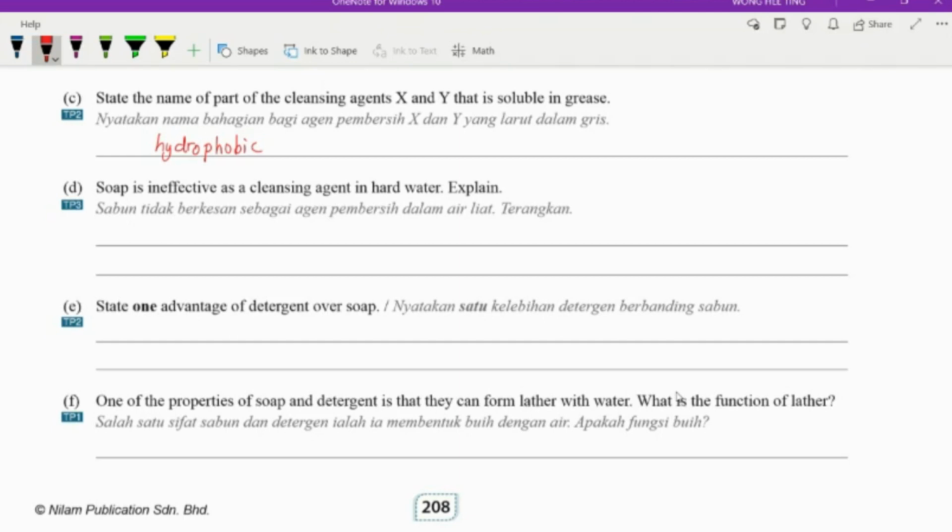So it won't form scum when it is used in the hot water. But salt will form scum when it is used in the hot water. Then from here it's very straightforward. The marker is checking whether you know the concept, that the detergent is more effective compared to salt. So you can mention what detergent does.